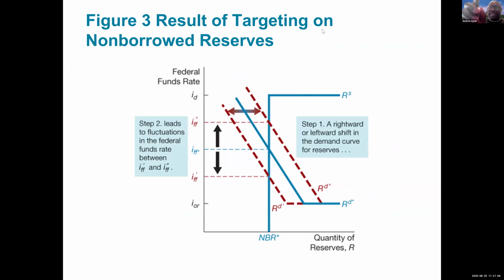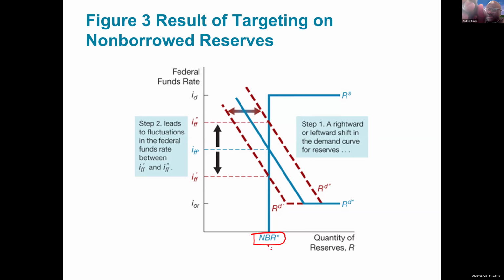So here's what happened during the Paul Volcker era. We were targeting the non-borrowed reserves. So the Fed has set a target, say it could be trillions of dollars. That's the level of non-borrowed reserves they want in the system.